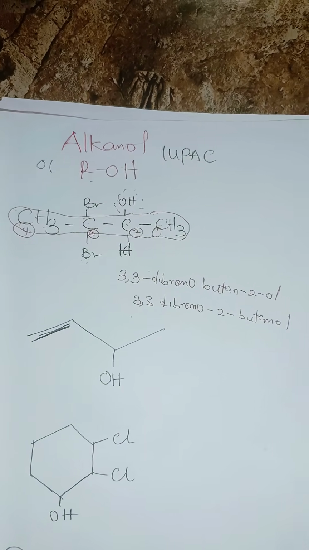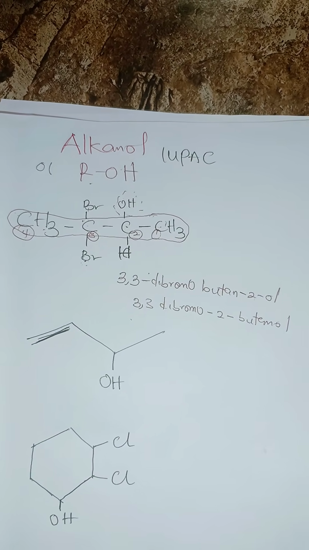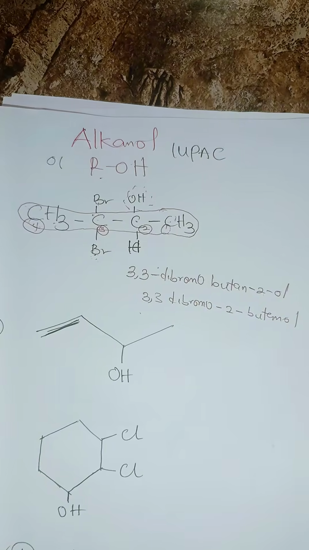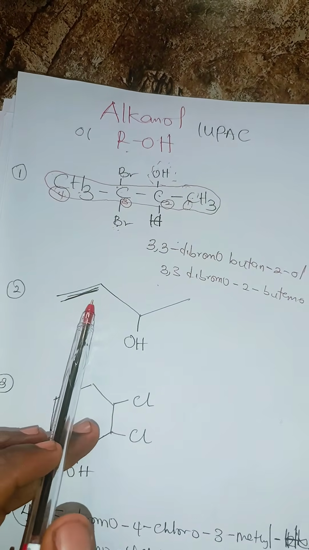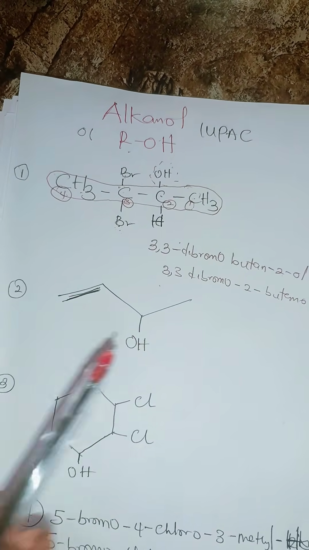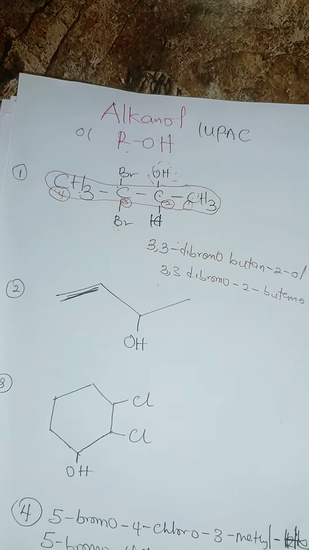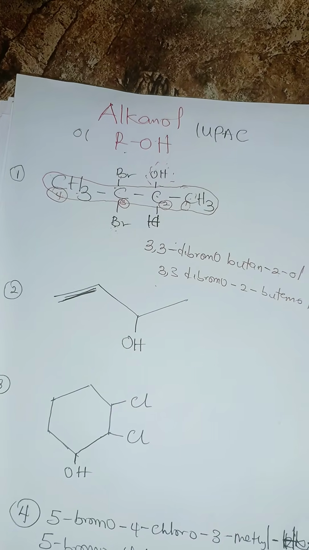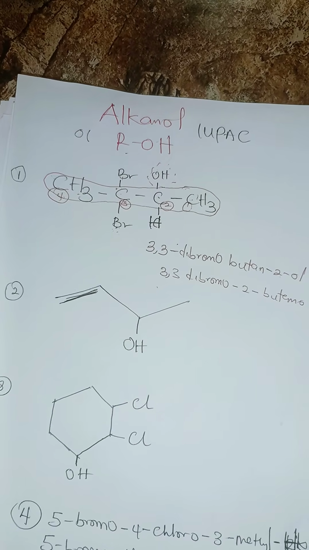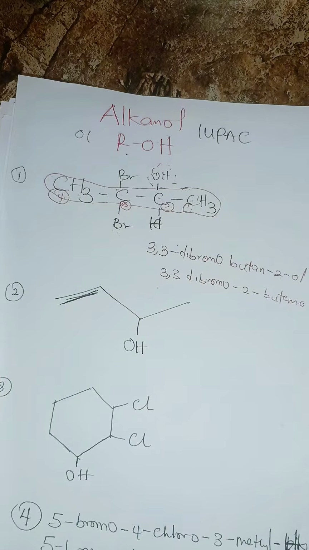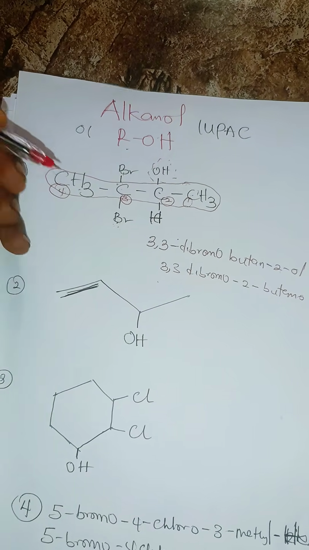Now if you look at this compound that we have here, this compound has 2 functional groups. If you see it very well, it has a double bond here and it has an OH here. And I said something now that OH has more priority than the double bond and the triple bond. So let's first think of how to count it.